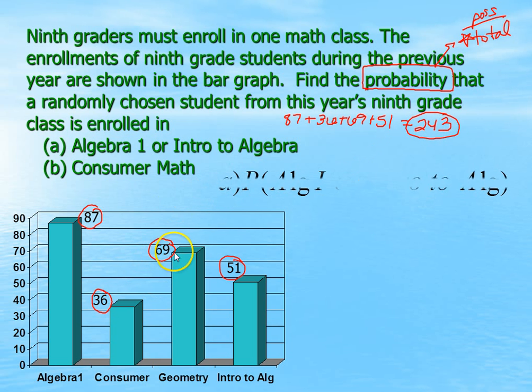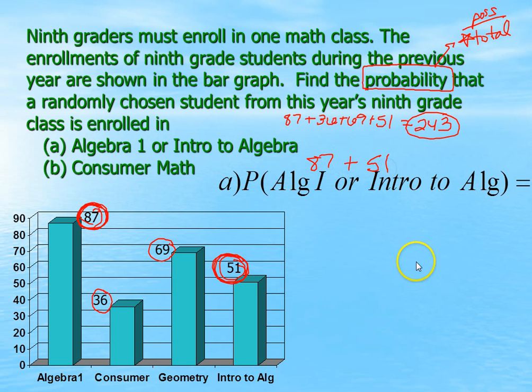So when we're talking about the first one, what's the probability of a student doing Algebra 1 or Intro to Algebra? Well, Algebra 1 is how many? 87. Intro to Algebra is 51. So what do I do with those 2 numbers to get the OR? 87 plus 51. So my probability is 138 out of 243, or 0.568.